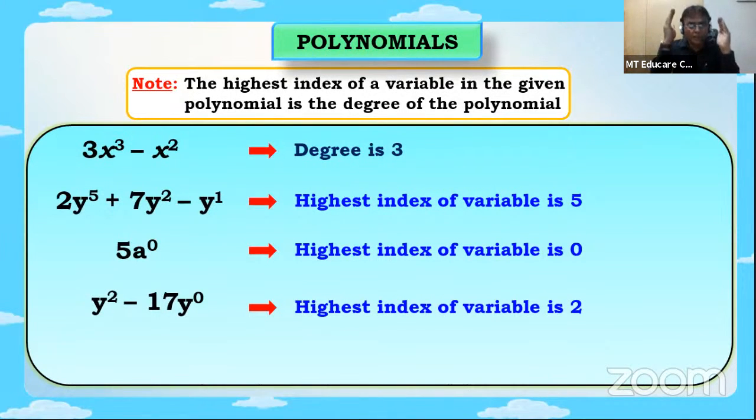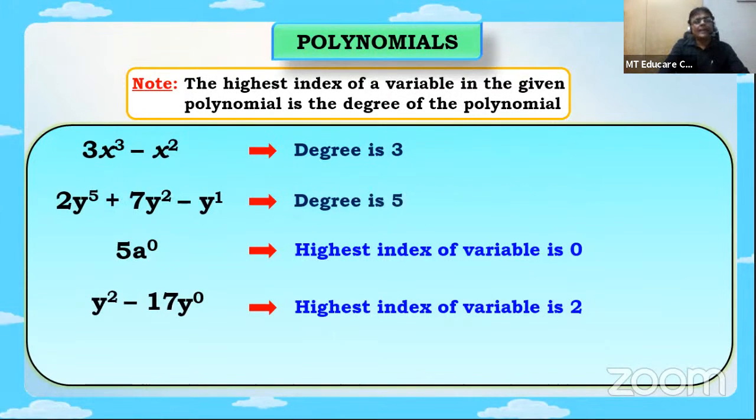Degree is for the entire polynomial. Okay, and when I say the power, it is for one term. Example, the power of the first term is 3, the power of the second term is 2. But when I say the degree is 3, it means the highest power of this polynomial is 3. Now tell me, what is the degree of the next one? What is the highest power? 5. Very good. So degree will be 5. Next ka degree will be 0. Next ka degree will be 2.